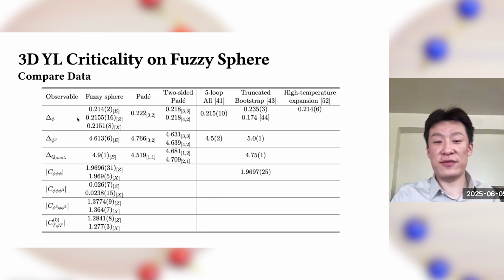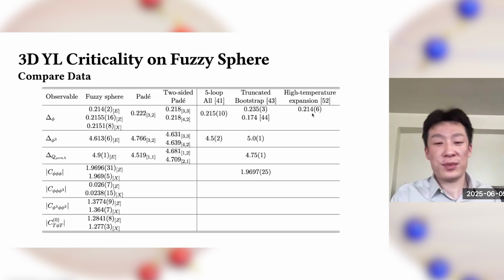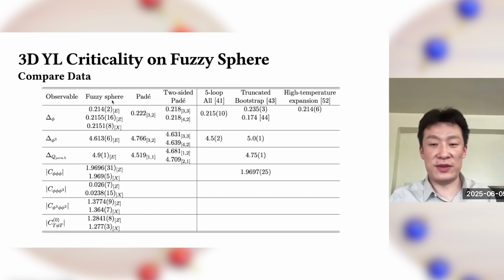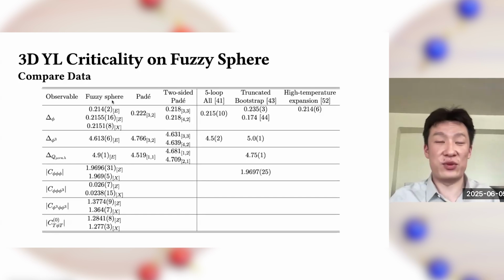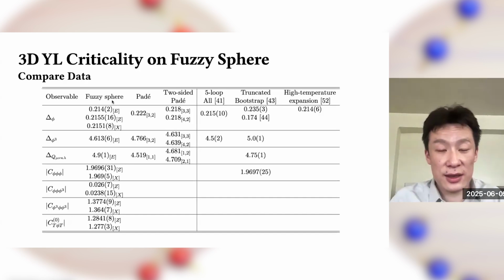So delta phi, now we can be very confident that it should be something around 0.2145-ish. And also the C555 agrees very well with the truncated bootstrap. And from the fuzzy sphere, since we studied very carefully, I think we have a better precision than some of these previous determinations. And we can improve them, hopefully, using DMRG or a smarter setup of the quantum criticality.